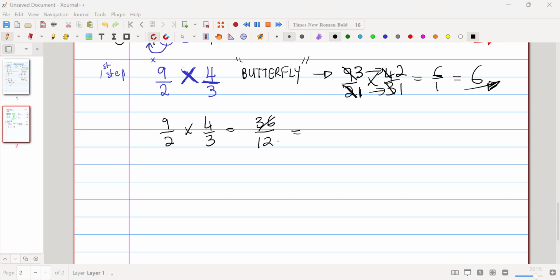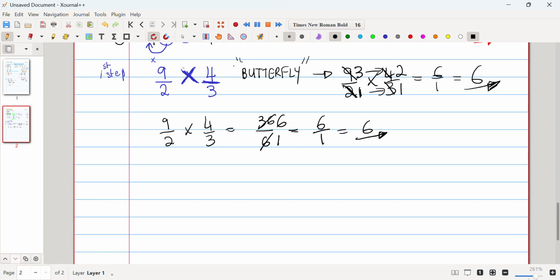Oh no, my error. Sorry about that. Let me just erase this. I got my multiplication wrong here. 9 times 4 is 36, but 2 times 3 is not 12, it is 6. So let's simplify that further. You ask yourself, what's the highest common factor? It is 6 for both these numbers. So 6 goes into 36 6 times, and 6 goes into 6 once. So my final answer will be 6 over 1, which is actually 6.